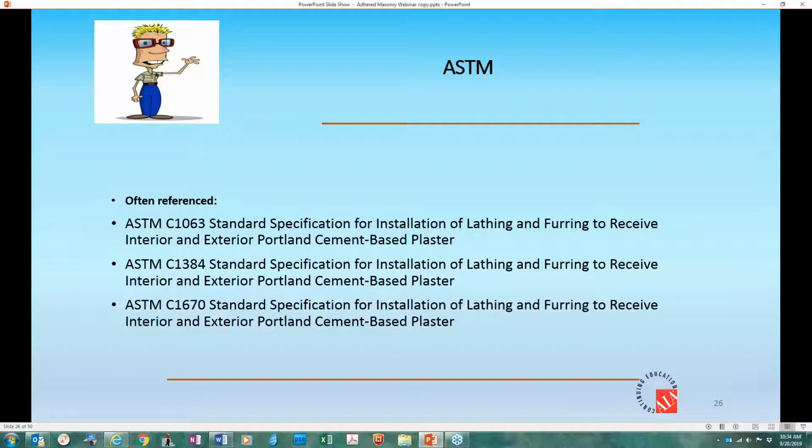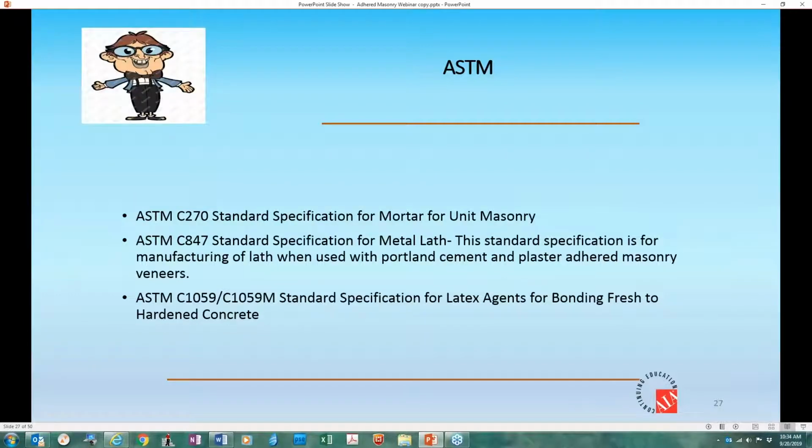This standard is important for the consistent quality in the manufacturing of cementitious stone veneer units. So if you're having a problem with your supplier, your units are not coming out the way you want them, this is the one you need to read to see what you can do. C270, that's an important one. That's basically the basis for determining the properties and testing of your mortar used in reinforced and non-reinforced construction of unit masonry. That's a very common standard that most people already have a hold of.